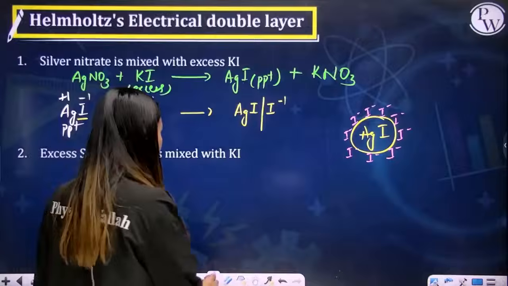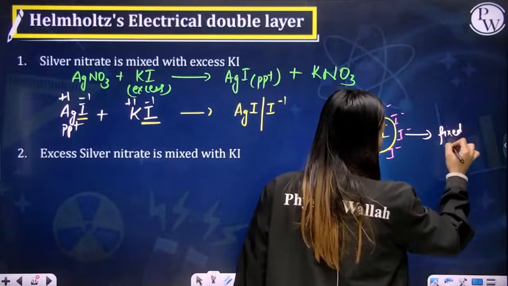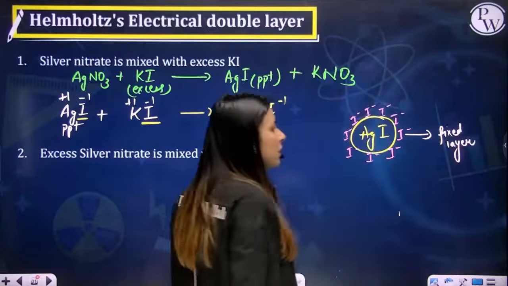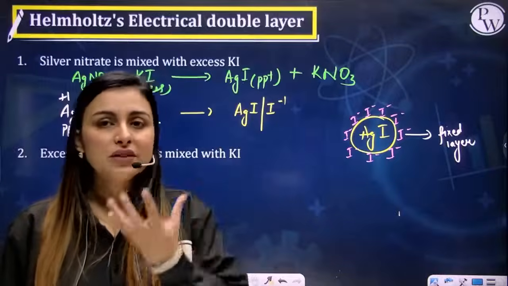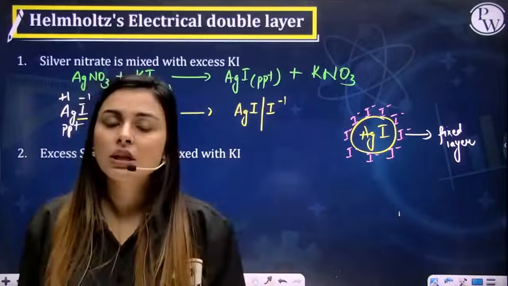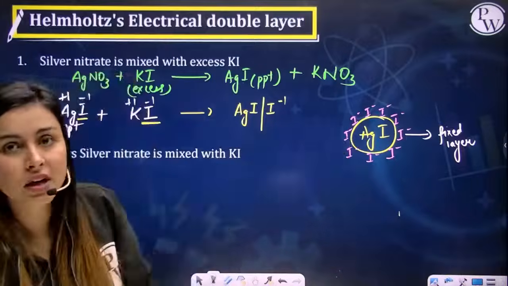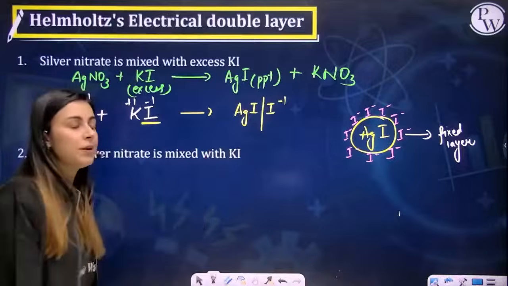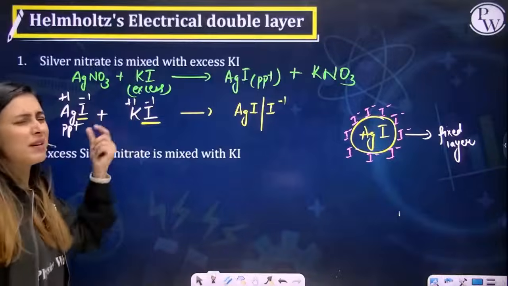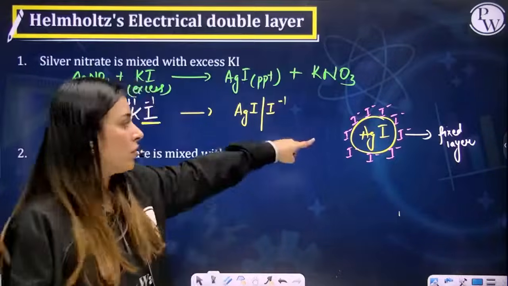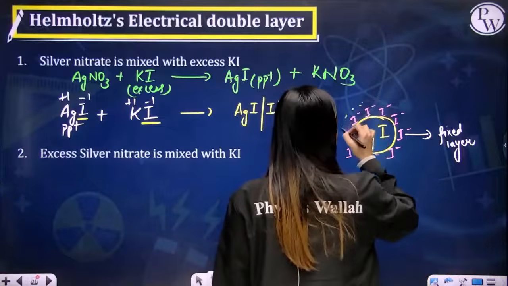Okay, and this layer my dear students is known as the fixed layer. The layer which is formed by the common ion adsorption is known as the fixed layer, and this is how you get a charged colloid, and this colloid is negatively charged because the common ion was negative. So this is how you show the colloidal solution. Now what will happen to K plus? K plus will feel lonely and it will go there. Now my dear students, what happens is K plus forms another layer over this.